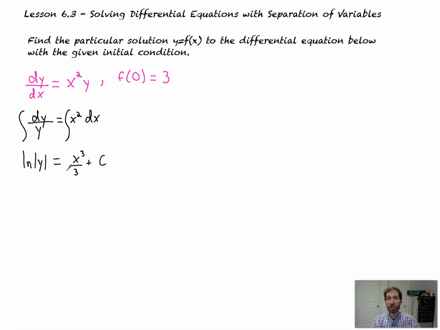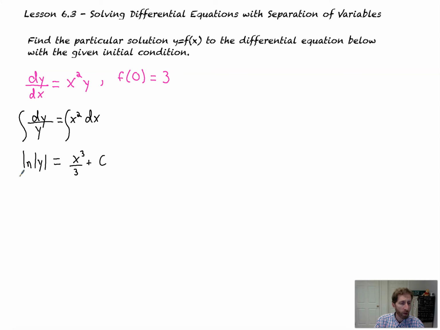Now my goal is to solve for y. At this point, some teachers will tell you solve for c. Plug in 0 for x and 3 for y and solve for c. And you can do that. I don't do it that way. I solve for y and then I solve for c at the very end. It does not matter the order you do it in.